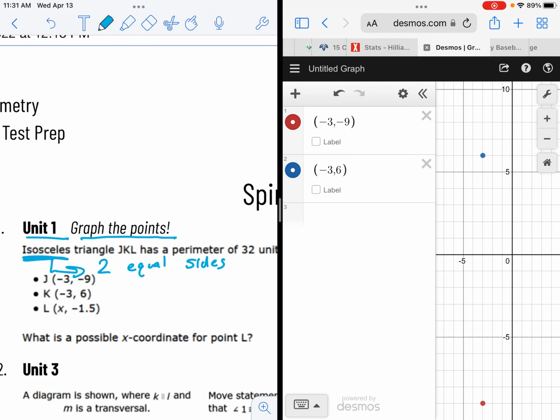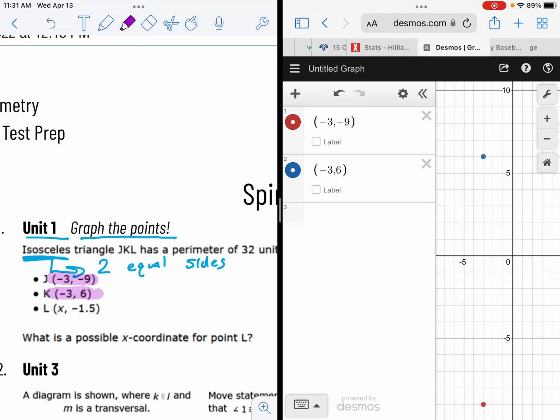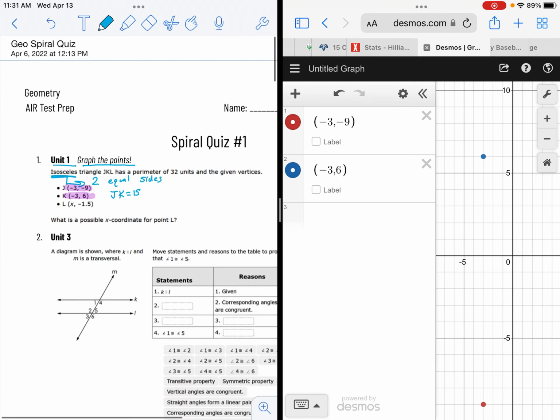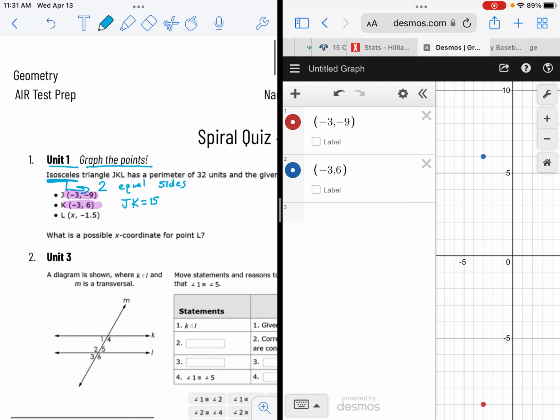By plotting this point and this point, we can count over here that these dots are 1, 2, 3, 4, 5, 6, 7, 8, 9, 10, 11, 12, 13, 14, 15 apart. Since we know that the length of JK is 15, we need to find a possible x coordinate for the point L. It just gives us half the coordinate. It says L's at x, comma -1.5.